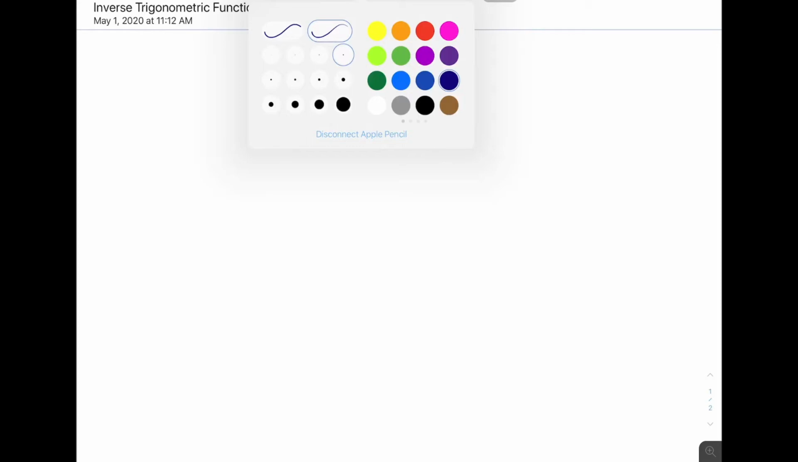Hello friends, let us solve some more examples on inverse trigonometric functions. I think we have solved 30 examples, so this is the 31st example.